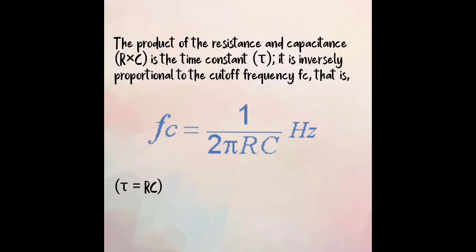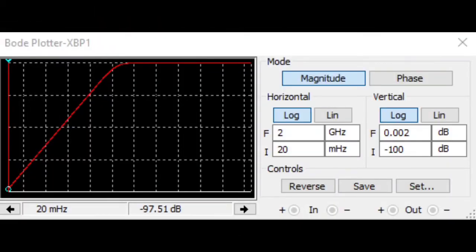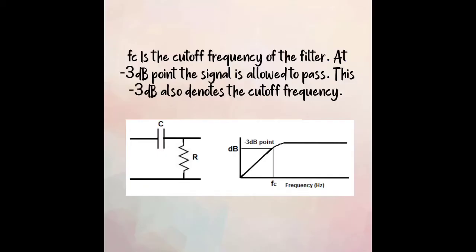We use the formula 1 over 2 pi RC to get the cutoff frequency, where R is equal to the resistance and C is equal to the capacitance in farads. Based on the data or the Bode plot, at the negative 3 dB point, the signal is allowed to pass. This negative 3 dB denotes the cutoff frequency.